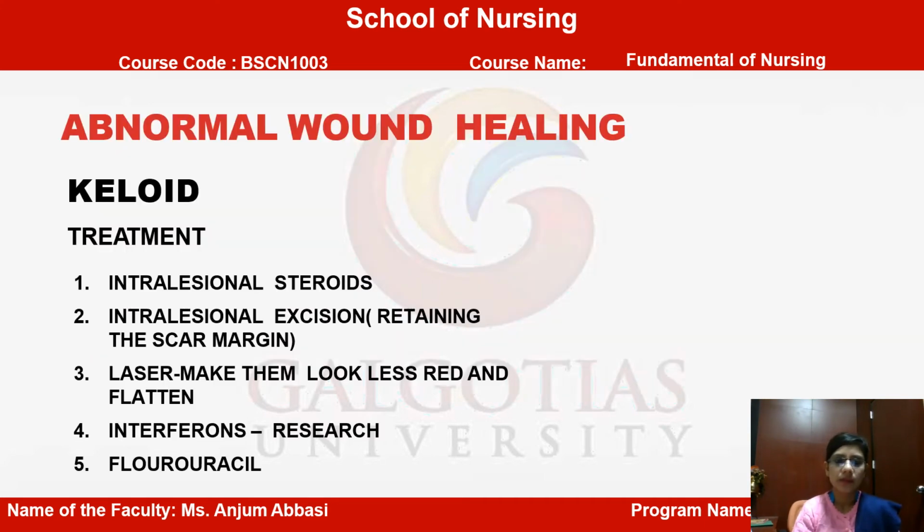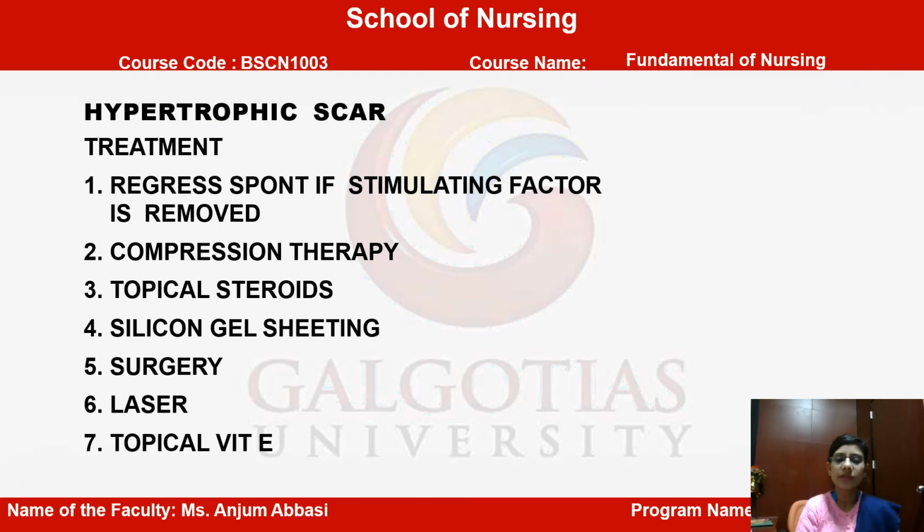Next is abnormal wound healing. Keloid we will be learning. What will be the treatment for this? Intralesional steroids, intralesional excision, then laser to make them look less red and flattened, and interferons and fluorouracil are the treatment measures for such a condition. Next is hypertrophic scar treatment. It regresses if the stimulating factor is removed. Treatments are compression therapy, topical steroid, silicone gel sheeting, surgery, laser, and topical vitamin E.